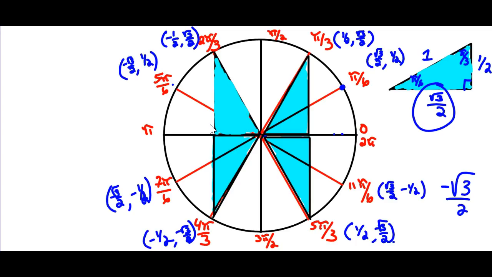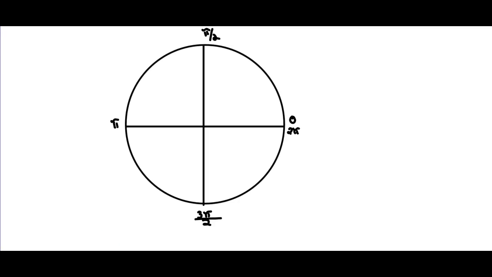So let's do one more, and this will be real fast, of those 4. So here are the 4 angles that we haven't discussed yet, and all I want are what are the ordered pairs of these 4 points. Well, if our radius is 1, I go over 1 and up none. Over 1, up none.